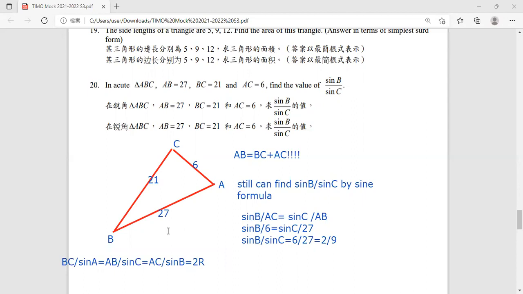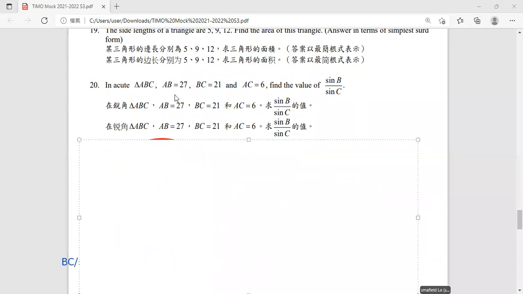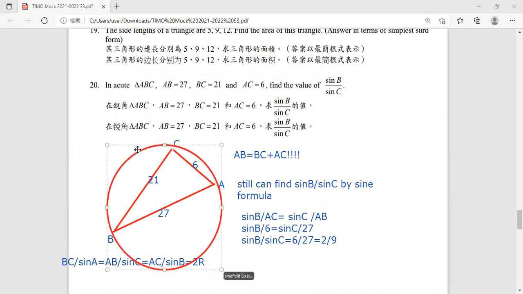Now what is this R? If you make a circumscribed circle here, then I find the center, and this will be R. Any questions? Okay, no question. The next one.